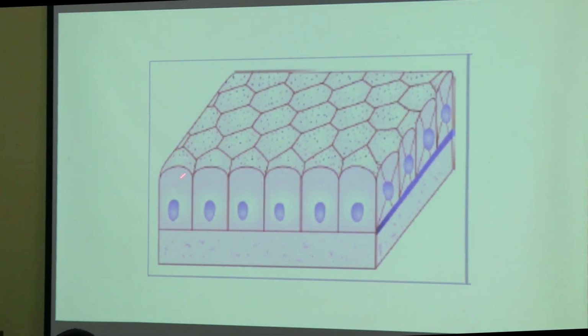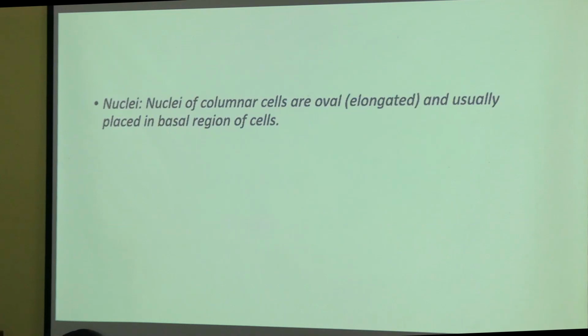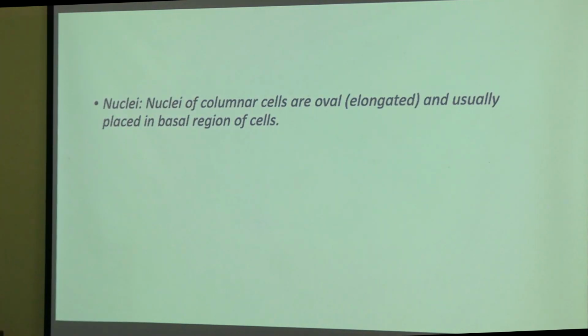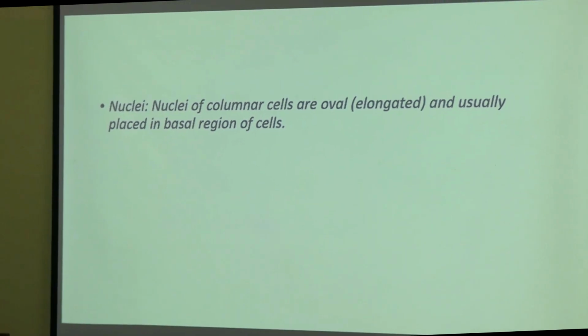और कहाँ पर किस तरफ है? ऊपर की तरफ है, नीचे की तरफ? नीचे की तरफ, बेस की तरफ. बेस मतलब नीचे की तरफ, right? This is situated basally, right? Nuclei of columnar cells are oval and usually placed in the basal region of the cell.